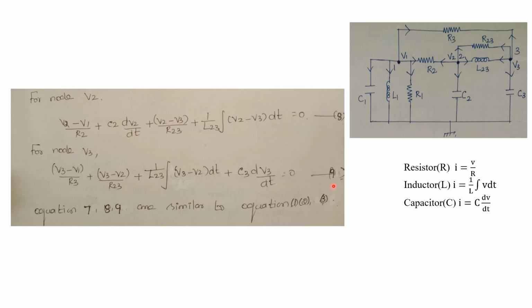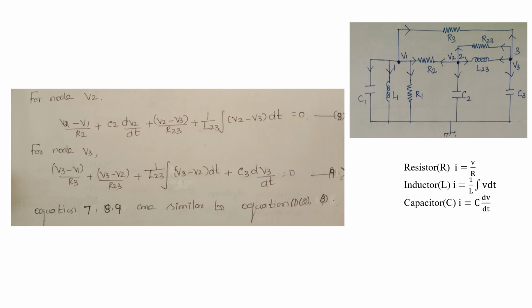In this way, we will get three node equations by using Kirchhoff's current law. The three equations are equations 7, 8 and 9. All these three equations will be similar to the differential equations we have derived in the mechanical translational system, that is equations 1, 2 and 3. Finally, equations 7, 8 and 9 are similar to equations 1, 2 and 3 respectively. So this is about the problems in electrical analogous to mechanical translational systems.